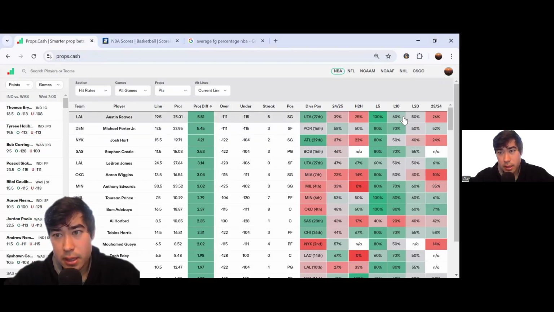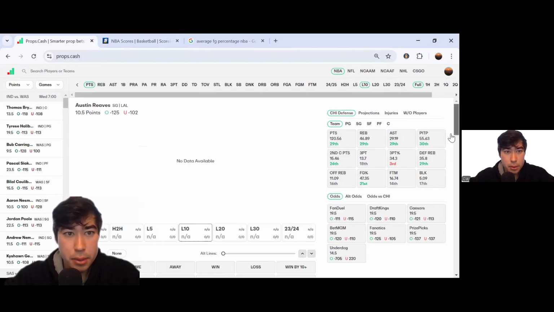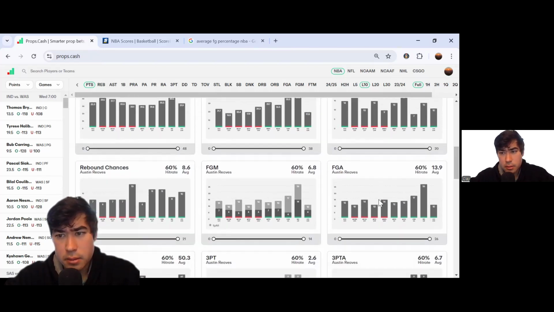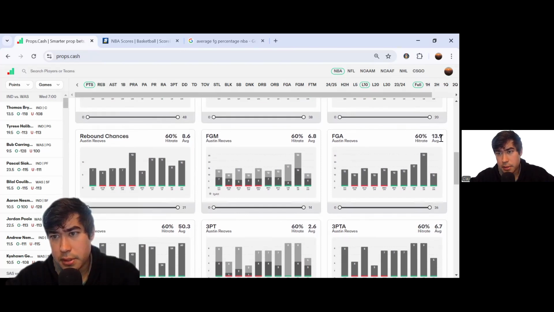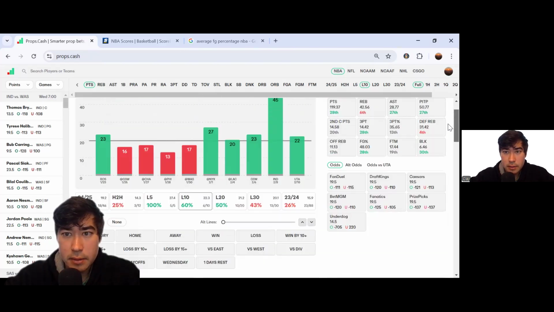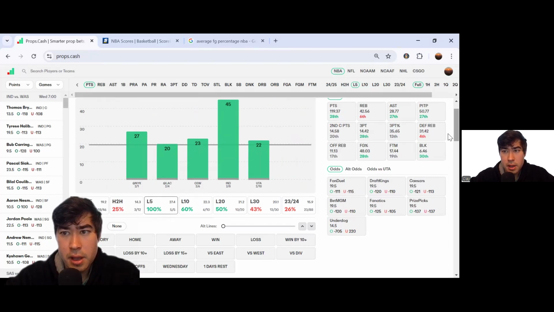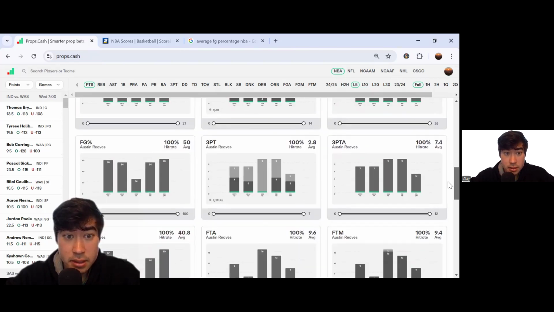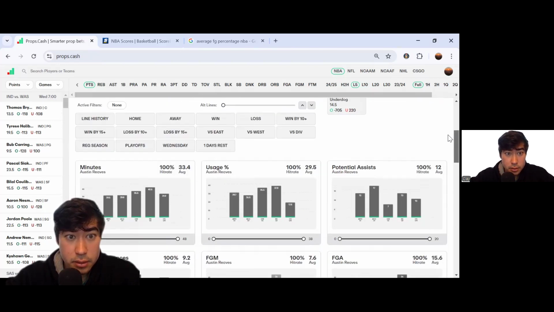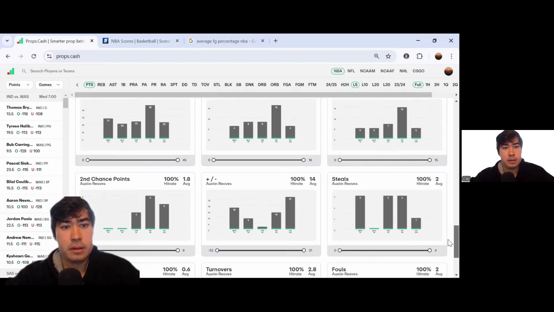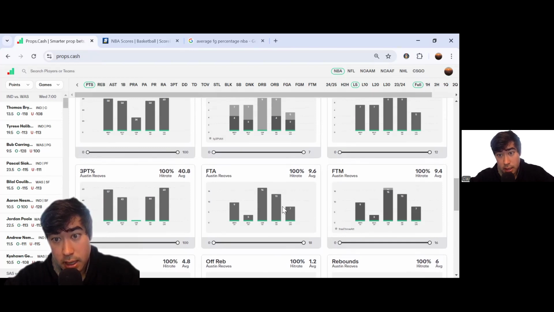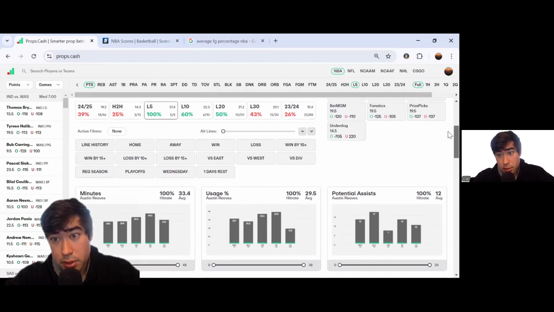So how do we do that exactly? We boot up props.cash, and then we just go down here and look at their field goal attempt average. And if we want to look at their last 5 games, we just look right here. So Austin Reeves is shooting an average of 15.6 field goal attempts. And then we look at his free throw attempts. Where is that? Right here. He's getting a 9.6 free throw attempt average.